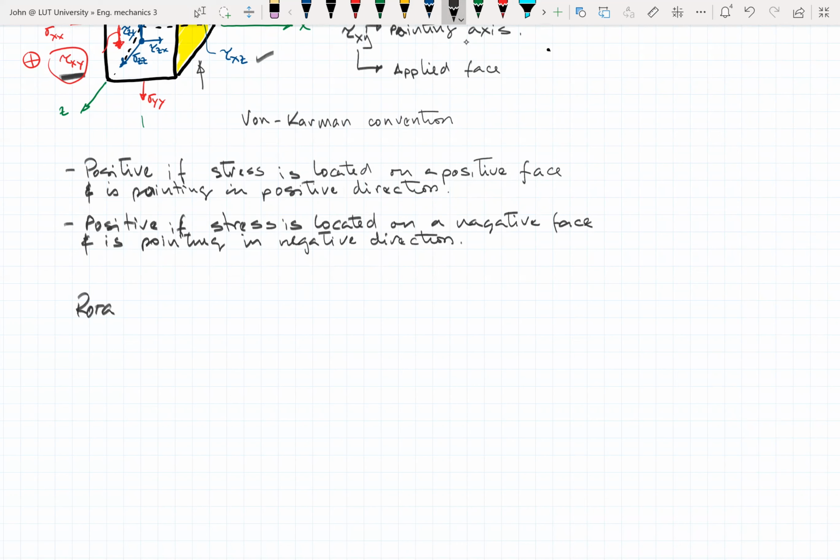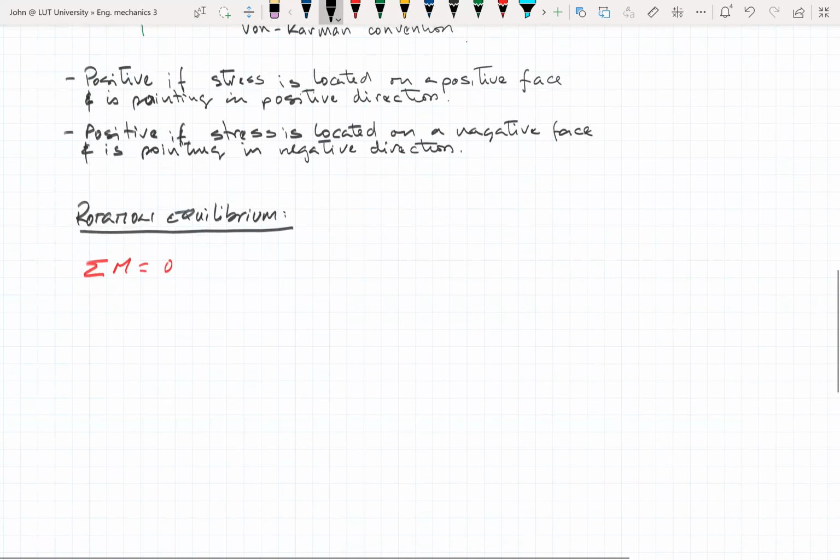I believe this is one of the most interesting ones, rotation equilibrium. To explain this, I'm going to draw a cube. The main idea of rotation equilibrium is to propose that the sum of all the moments caused by the forces applied to the cube is 0. I will draw the cube here.